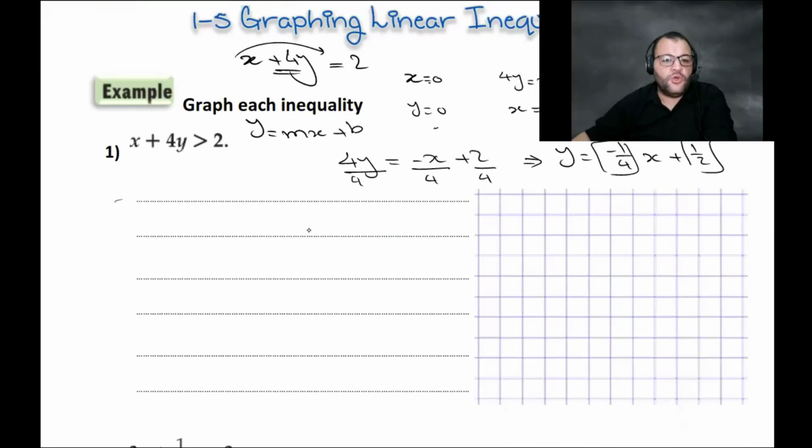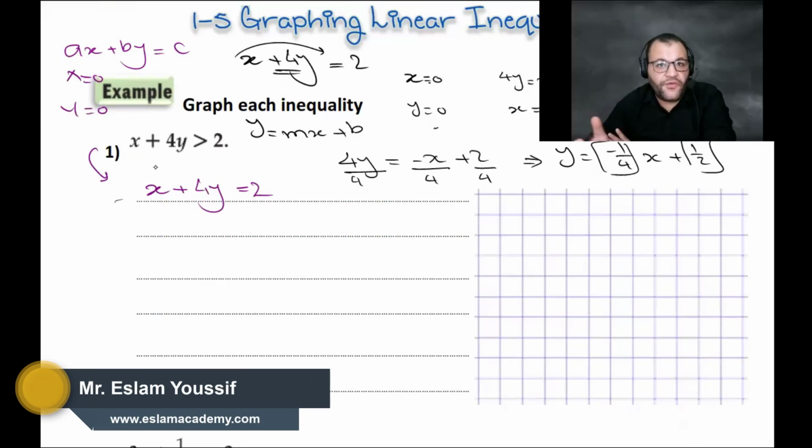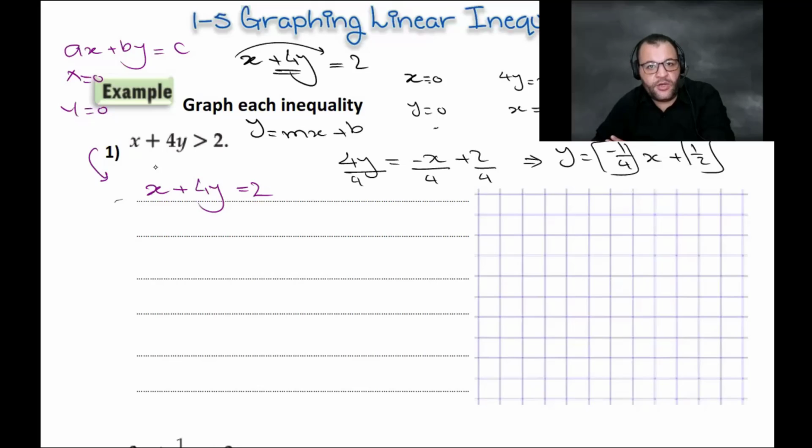We will follow the same approach. We will convert the inequality to an equation. So to graph the inequality, number 1, convert the inequality to an equation: x plus 4y equals 2. If the equation is written in the form ax plus by equals c, the easiest way is to let x equal 0 and let y equal 0, then find the 2 ordered pairs. But if the equation is written in slope-intercept form, it's easy to use the slope and y-intercept.